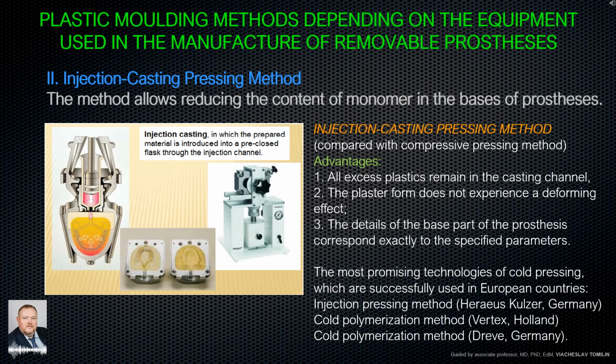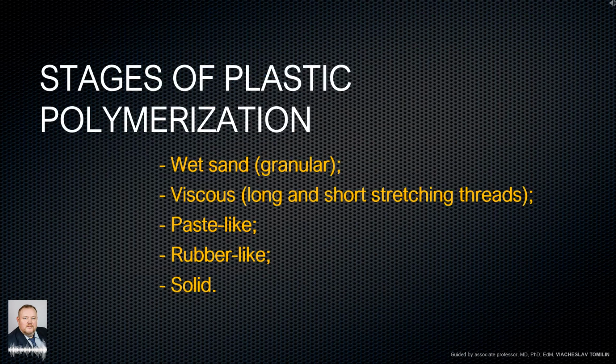The most promising technologies of cold pressing, which are successfully used in European countries. Injection pressing method, Kolzer, Germany. Cold polymerization method, Vertex, Holland. Cold polymerization method, Drava, Germany. Stages of plastic polymerization. 1. Wet sand, granular. 2. Viscous, long and short stretching threads. 3. Paste-like. 4. Rubber-like. 5. Solid.